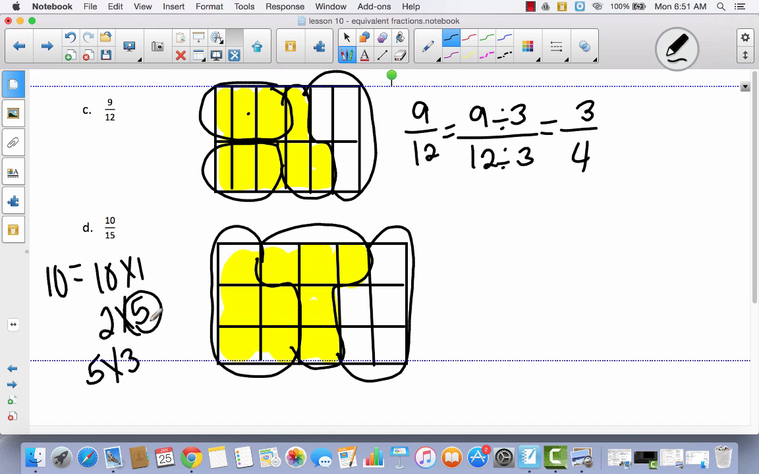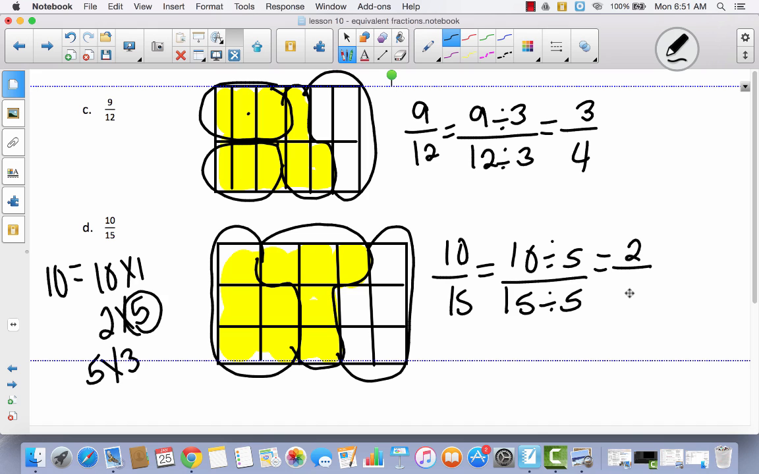That makes 5 the greatest common factor of 10 and 15. So I've got 10 fifteenths, and I'm going to take my numerator and divide it by 5, and my denominator and divide it by 5, and that gives me the new fraction of 2 over 3, which is 2/3. So I've got 1, 2 out of 3.